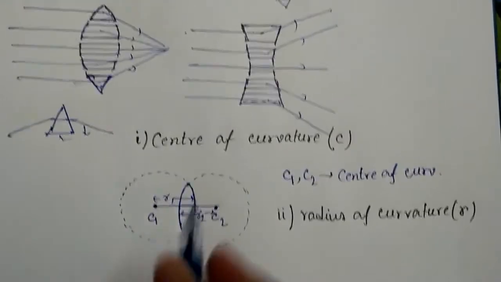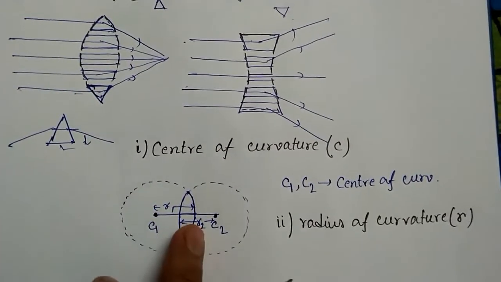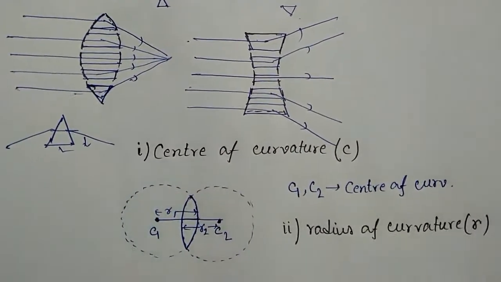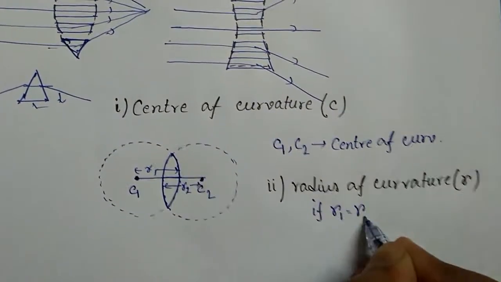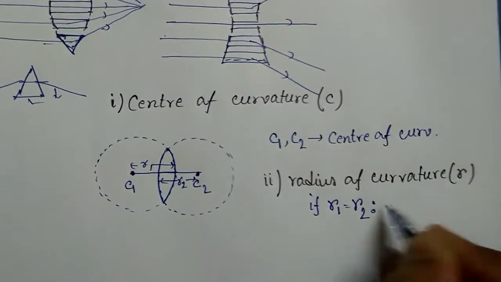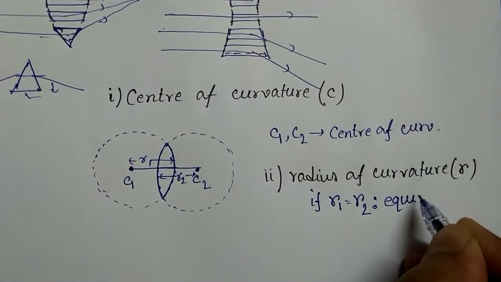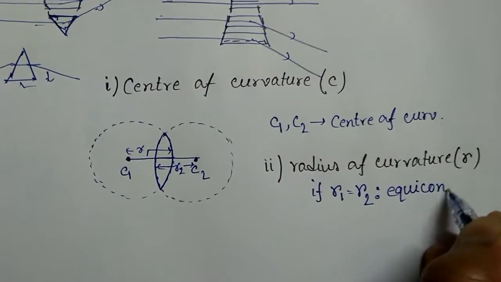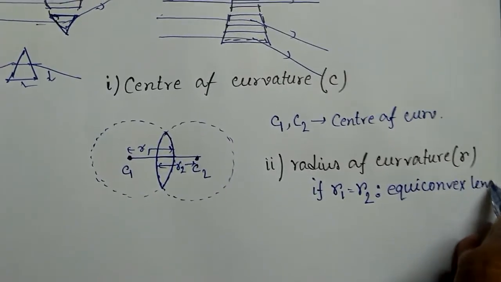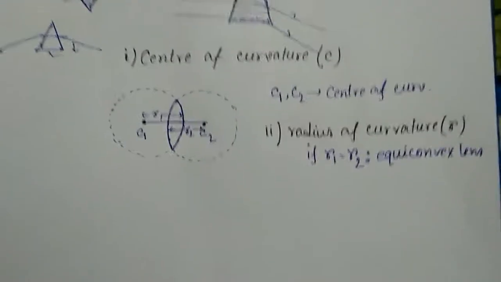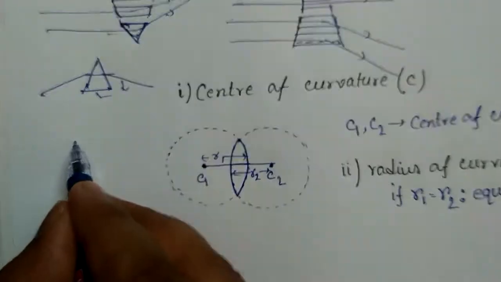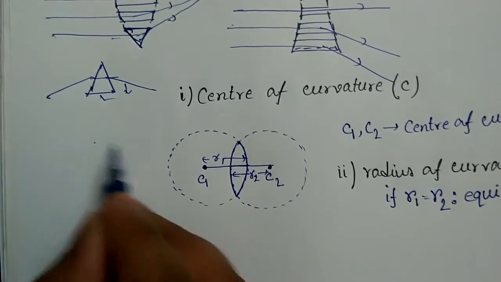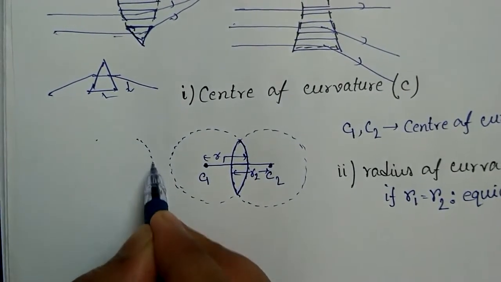If R1 equals R2, then we can say that this is an equiconvex lens. That means if R1 equals R2, then this lens will be an equiconvex lens, meaning both sides are equally convex. This is similar for a concave lens too. That means, let's say I am considering another sphere here.